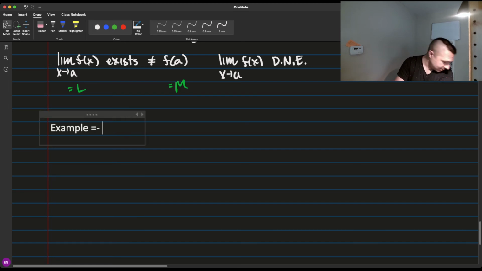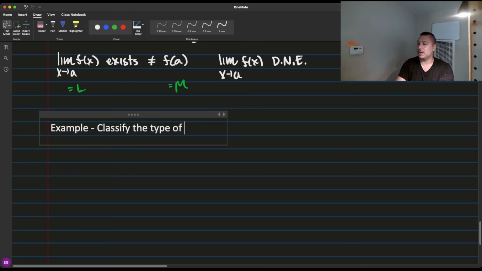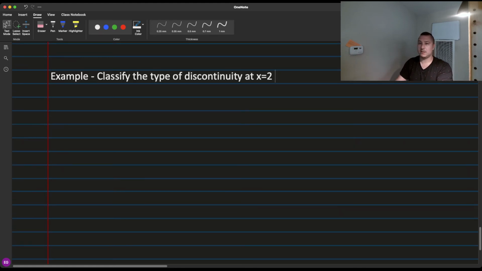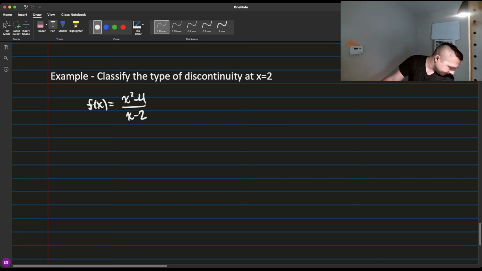So example, classify the type of discontinuity at x equals 2. And let's say that our function is going to be x squared minus 4 over x minus 2. Okay. So first of all, we have to show that it is discontinuous.